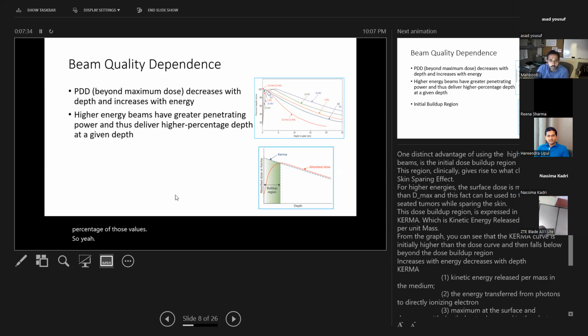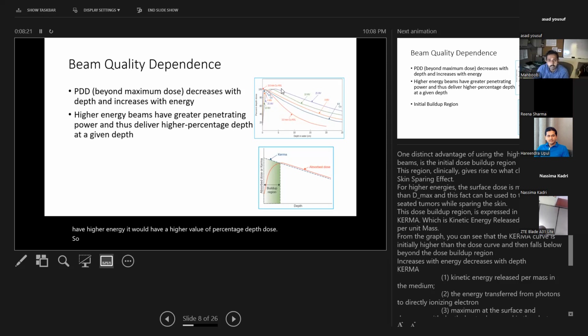This is one of the pictures from chapter 9 of Khan's book. PDD, percent depth dose, decreases with depth and increases with energy beyond the maximum dose point. Initially you will see that the percent dose increases with depth in water, reaches a maximum value, and then decreases. It also changes with respect to energy. For a fixed depth, lower energy beams have less percentage depth dose, and at the same depth, higher energy would have a higher value of percentage depth dose.